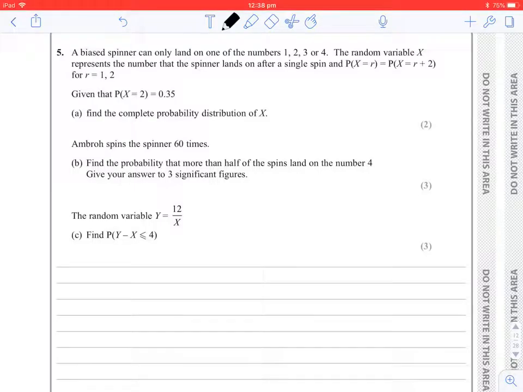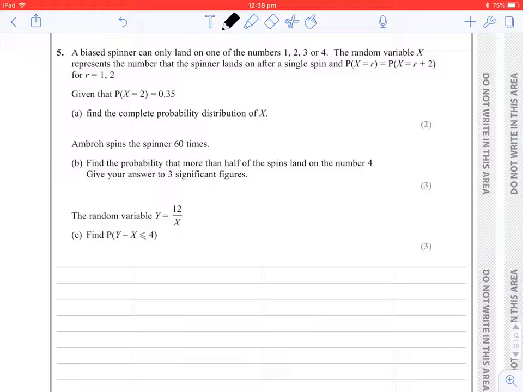May 2018 AS Applied Paper, question 5. A biased spinner can only land on one of the numbers 1, 2, 3 or 4. The random variable X represents the number that the spinner lands on after a single spin, and the probability that X equals r is equal to the probability that X is equal to r + 2 for when r is 1 or 2. Given that the probability that X is 2 is 0.35, find the complete probability distribution of X.